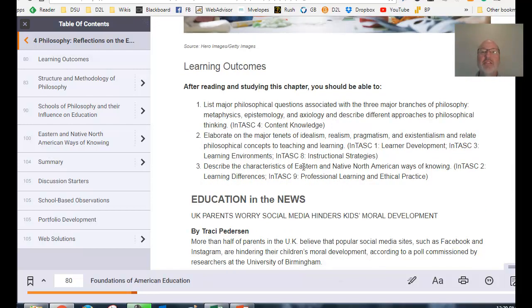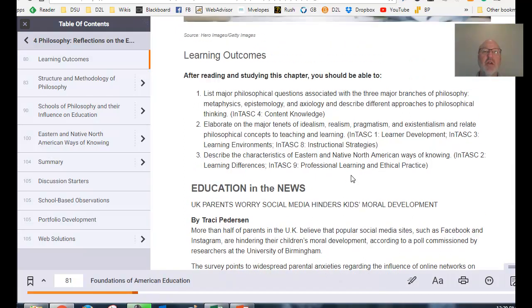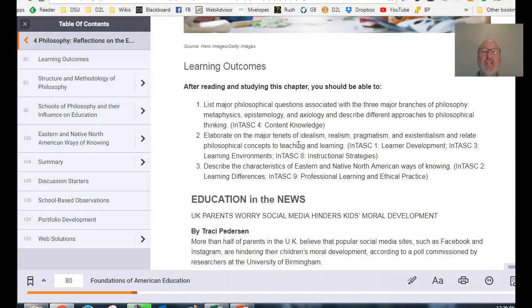And describe the characteristics of Eastern and Native American ways of knowing. And that, to me, I don't quite understand its inclusion here. But in the politically correct world we live in, these authors feel very strongly about making this a big part of our system, which it's not. But we'll let the authors have their way on this one and pay attention to that one. So those will be the 3 major things that we look at in this chapter.